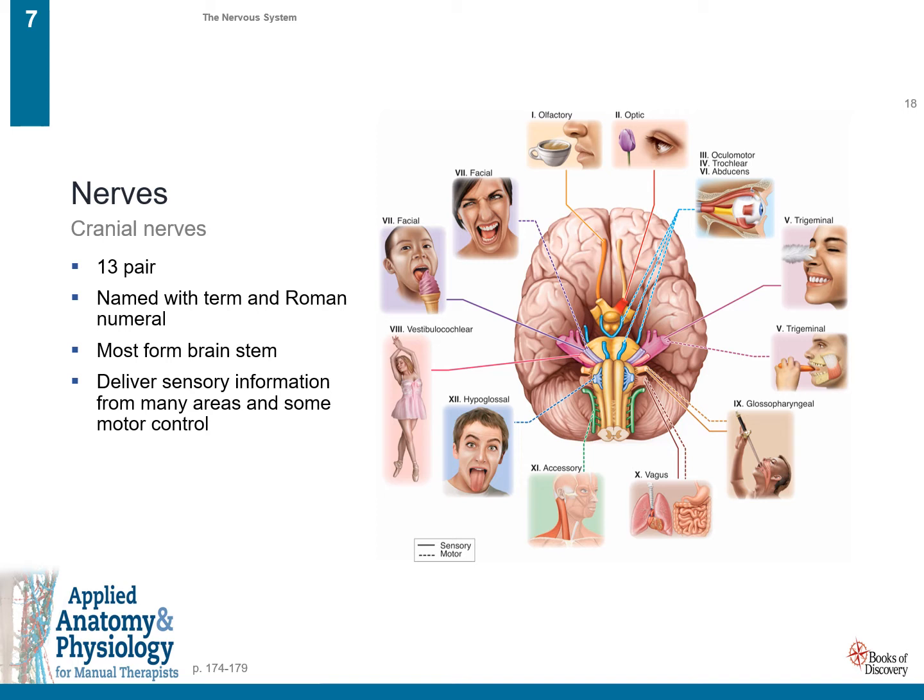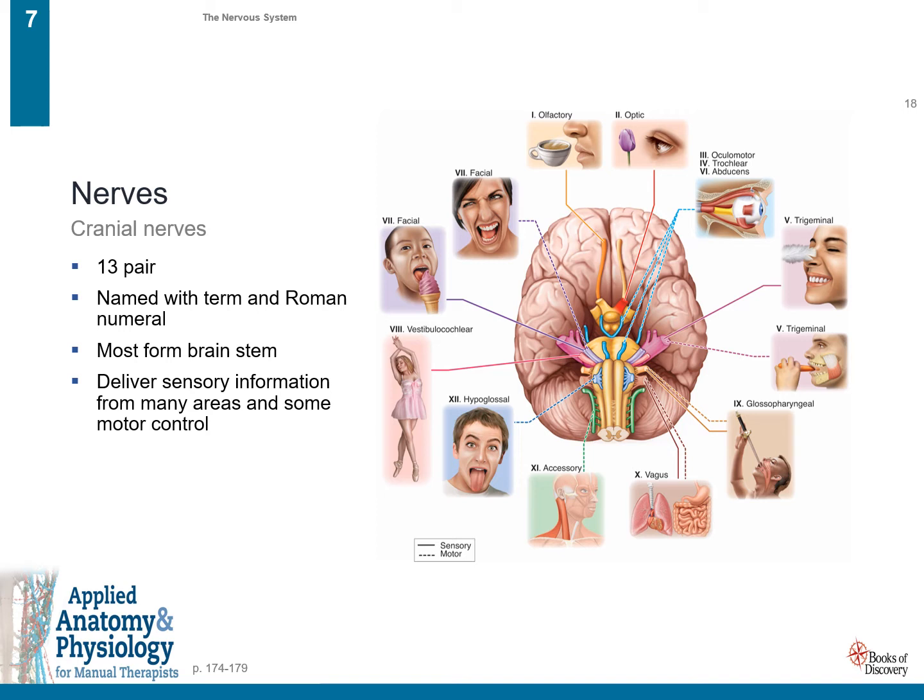The fifth cranial nerve is the trigeminal nerve. It is mixed, and it carries sensory impulses from the skin of the face and from the mucosa of the nose and the mouth to the brain. It carries motor commands to the chewing muscles of the face. The sixth cranial nerve is the abducens. It is motor only, and it conducts motor commands to the external muscle that rolls the eyes laterally.